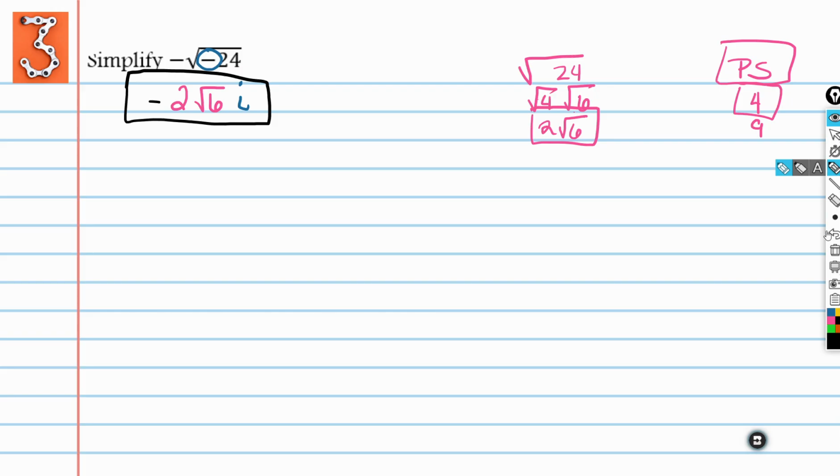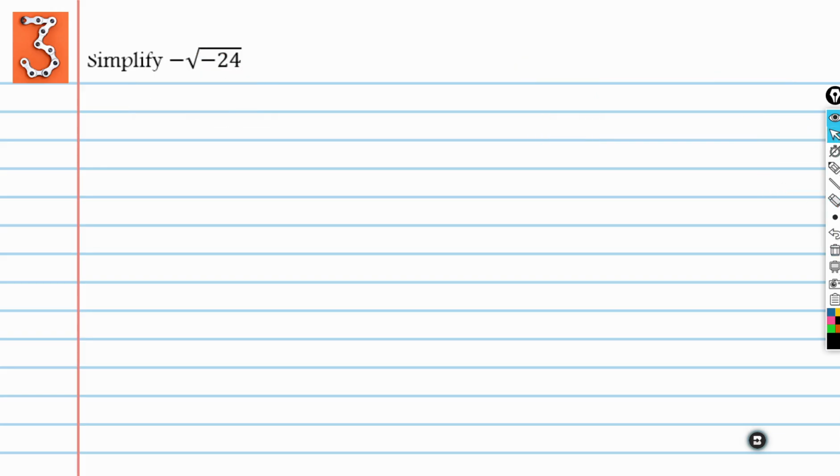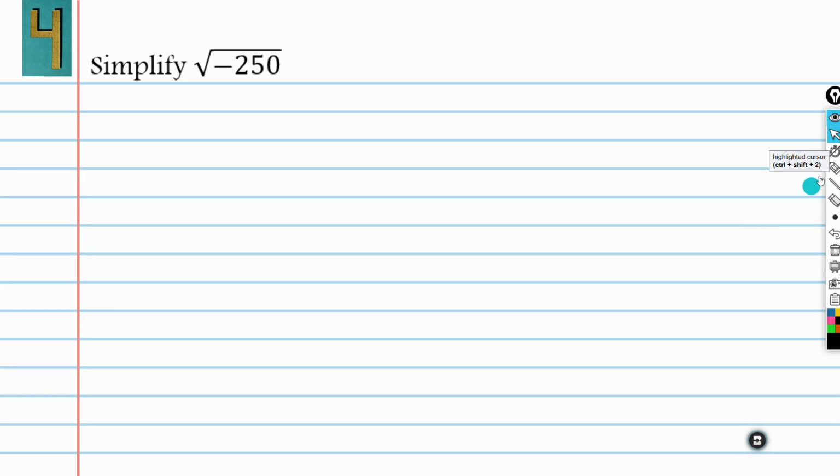So now, let's practice another one. We have the square root of -250. There's nothing on the outside, so I don't have anything to worry about there. But I do have this negative underneath the radical. Since we're dealing with square roots, that's going to come out as an i.